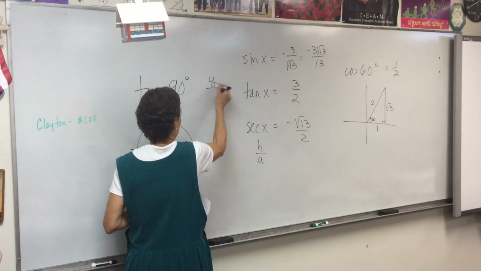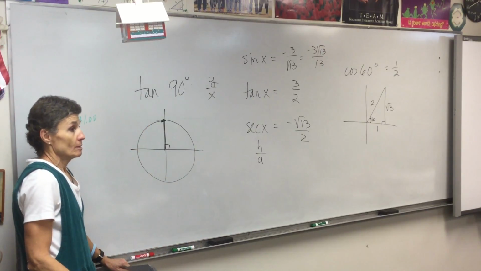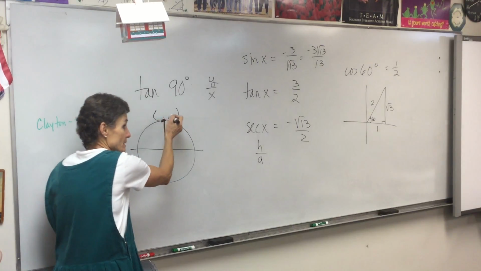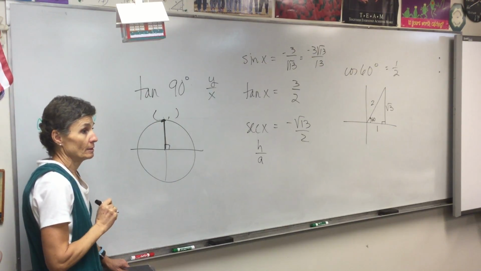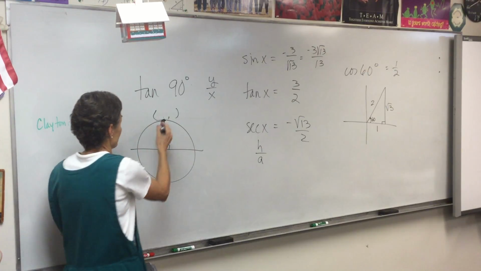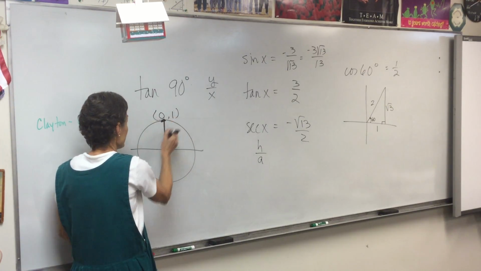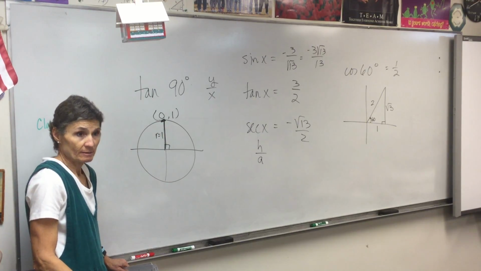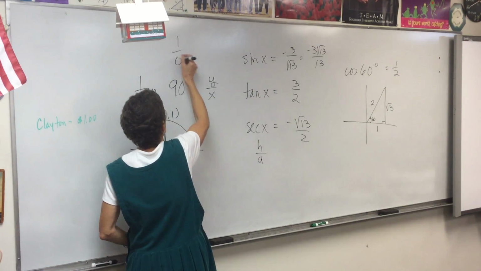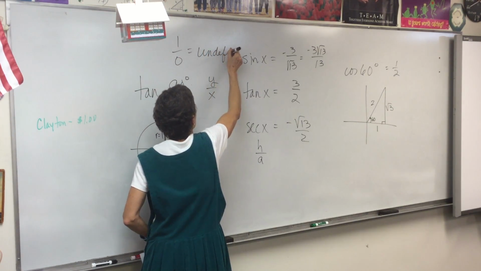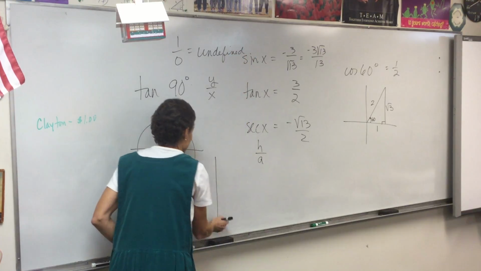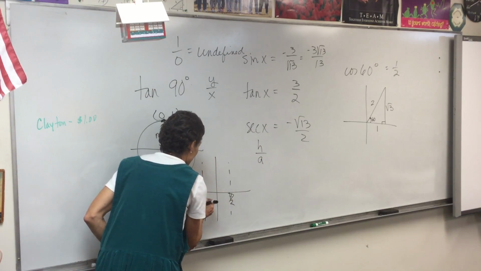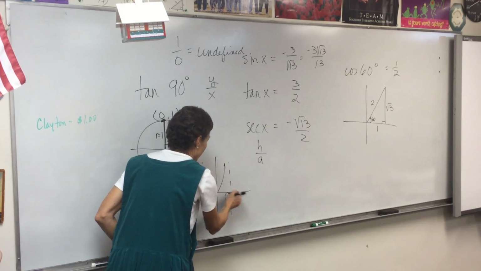Tangent is y over x. So I need to figure out the x and the y at that point, at 90 degrees. Well, what will the x and the y be? 0, 1, if I let the radius be 1. And the answer is undefined. 1 over 0, undefined. That's why when you look at your tangent picture, at pi over 2, there is an asymptote. It's undefined at 90 degrees.